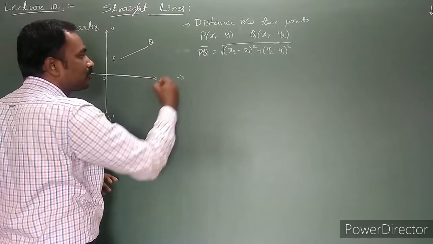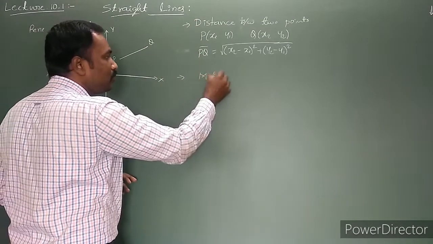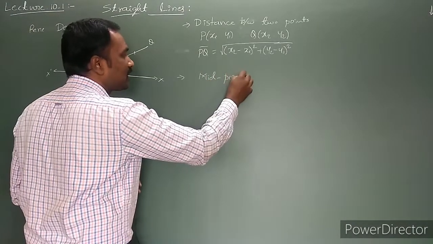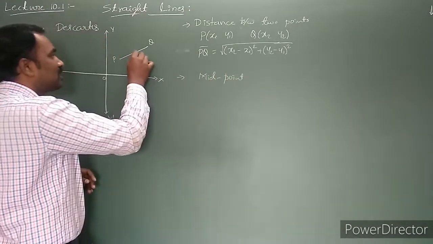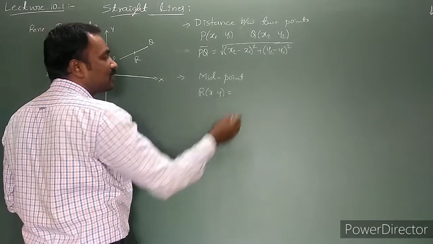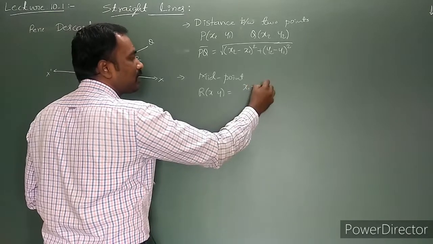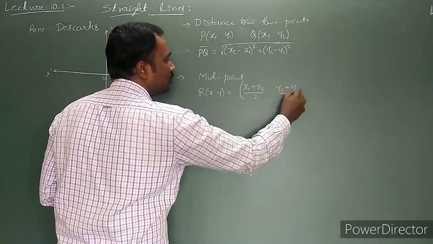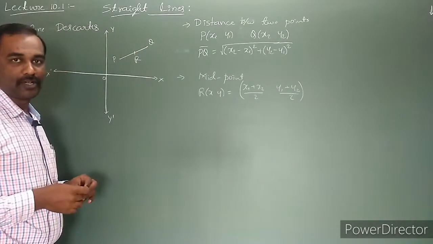Now the next thing is the midpoint. What is the midpoint of this line segment? That formula we can give directly. Let the midpoint be R. The coordinates of R, taken as (x, y), are equal to x1 plus x2 divided by 2 and y1 plus y2 divided by 2. This is the midpoint formula.